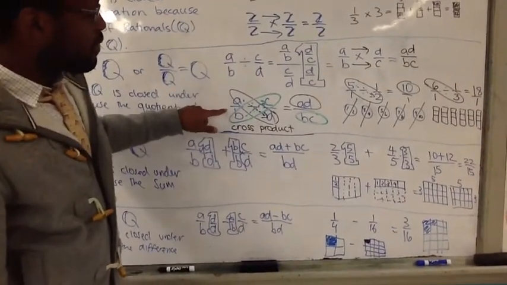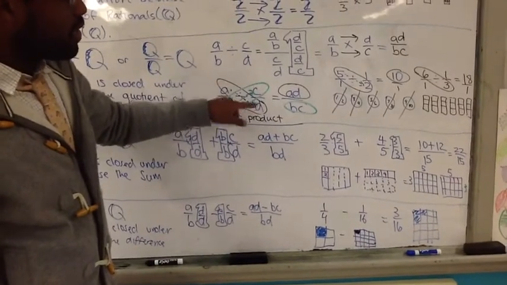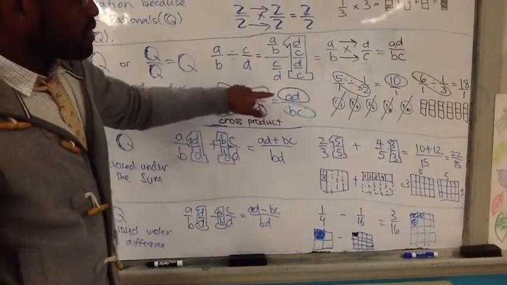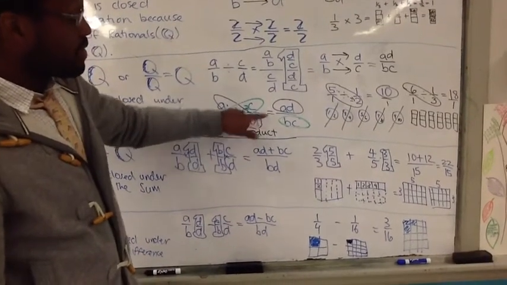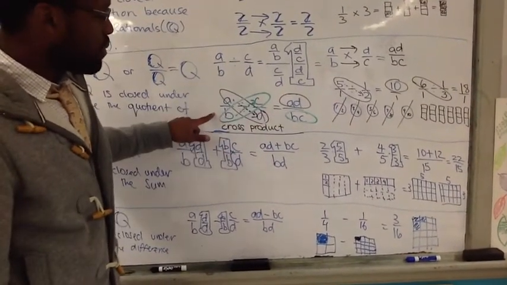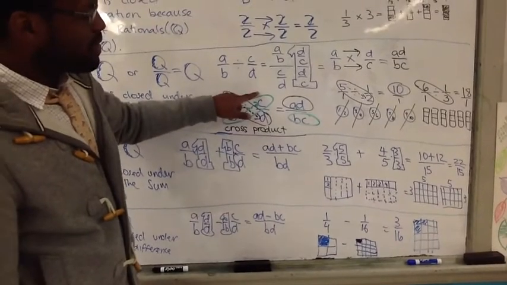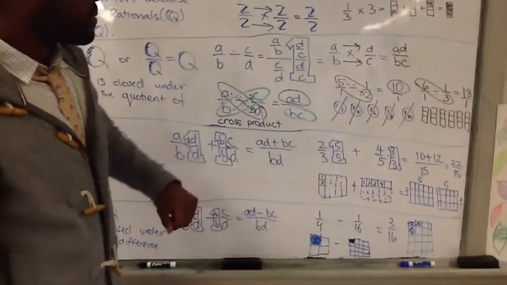So here we see A over B divided by C over D results in AD, which is the product of the numerator of the first fraction and the denominator of the second one, and the denominator of the first fraction and the numerator of the second one in the denominator.